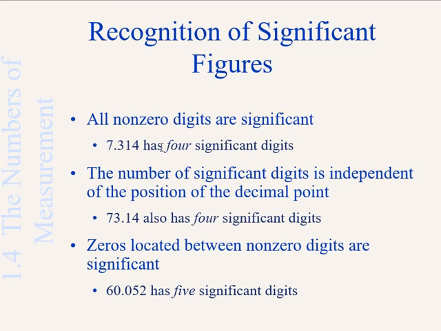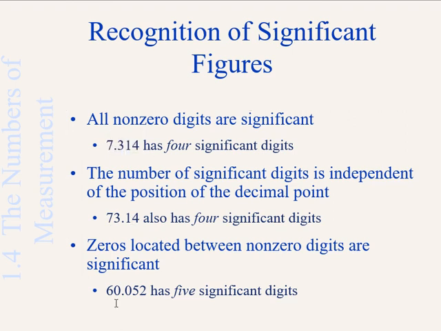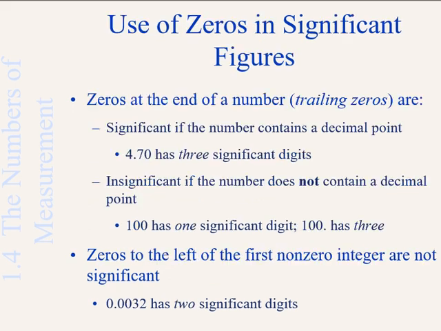So here 7.314 we have four significant figures. 73.14 we have four significant figures. Here we have zeros, but because they are neither trailing nor leading in the two cases we saw previously, these zeros are as well significant. So we have a total of 5 significant figures.